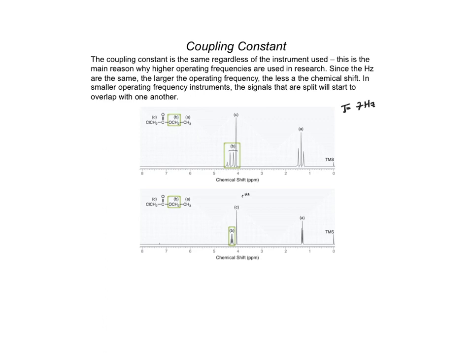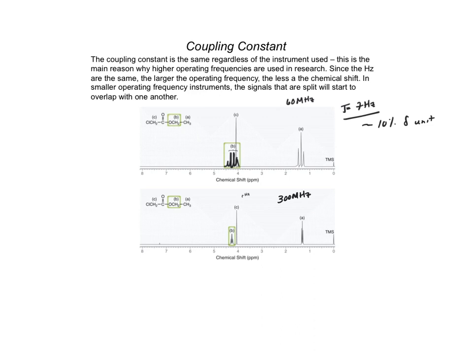If we were looking at that coupling in, let's say, a 60 megahertz instrument, so one of those really low end, very low operating frequency instruments, that J value ends up being about 1/10 of a delta unit, right? So let me write that, 1/10 of a delta unit. So because of that, these signals start to overlap with respect to one another, and so you can't make out the entire spectrum.